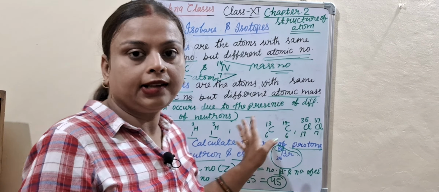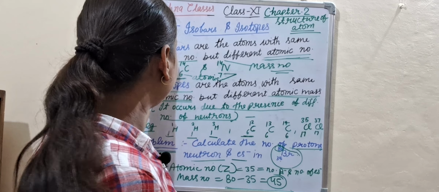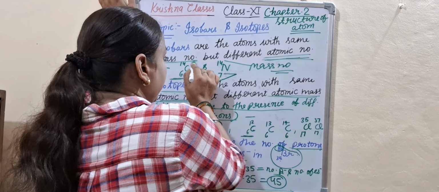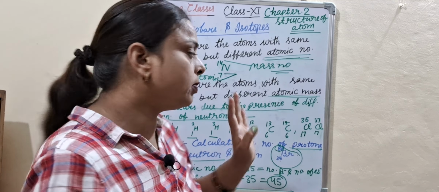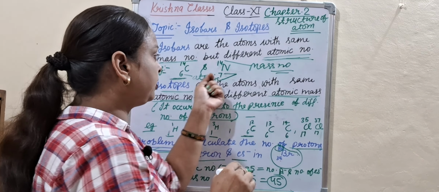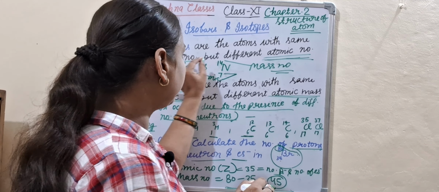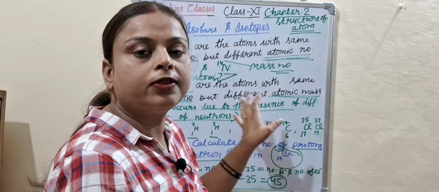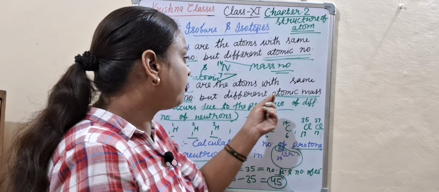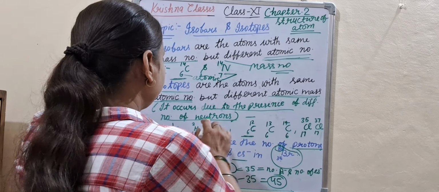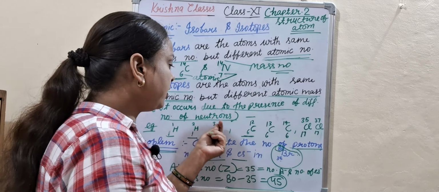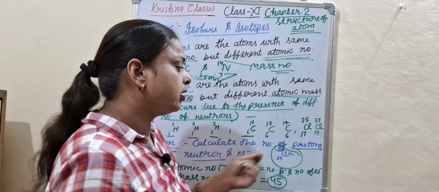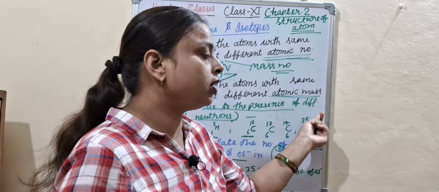So this is today's class. I repeat again, what is today's class? First, isobars. Isobars are atoms with the same mass number but different atomic number. Example, 6 carbon 14 and 7 nitrogen 14. Here the mass number, 14, is equal. And isotopes are atoms where the atomic number is same but the mass number is different. Example, protium, deuterium and tritium; 6 carbon 12, 6 carbon 13, 6 carbon 14; 17 chlorine 35, 17 chlorine 37.